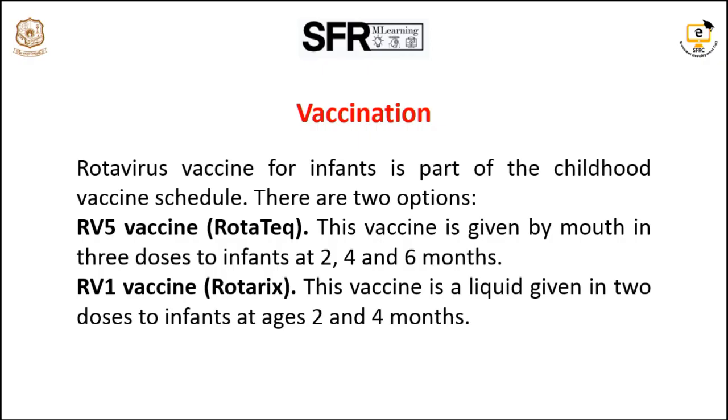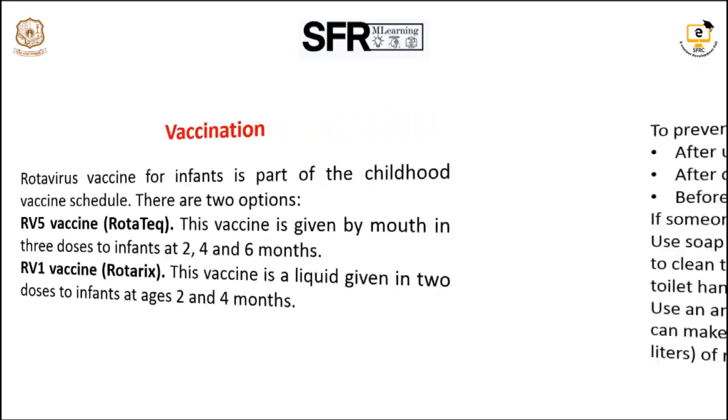To prevent this, vaccination is most important. Rotavirus vaccination for infants is part of the childhood vaccine schedule. There are two options, the RV5 and RV1 vaccines. The RV5 vaccine is given by mouth in 3 doses to infants at 2, 4 and 6 months. The RV1 vaccine is a liquid vaccine given in 2 doses to infants at 2 and 4 months. These two are the most important vaccines, which should be given to children to prevent rotavirus infection.